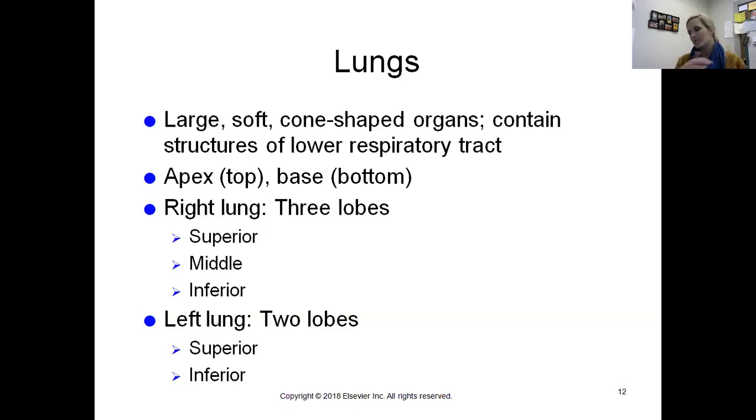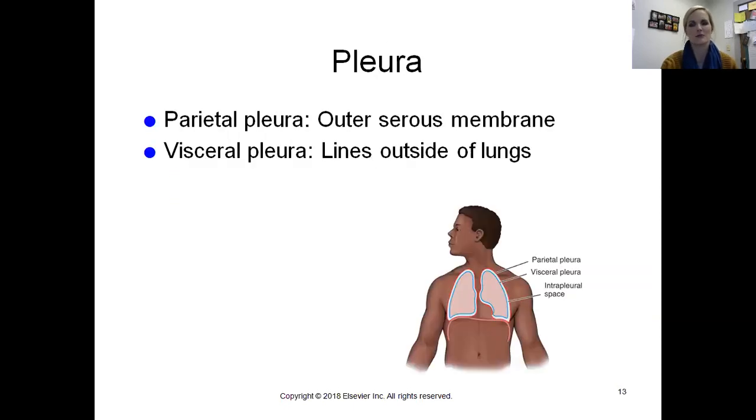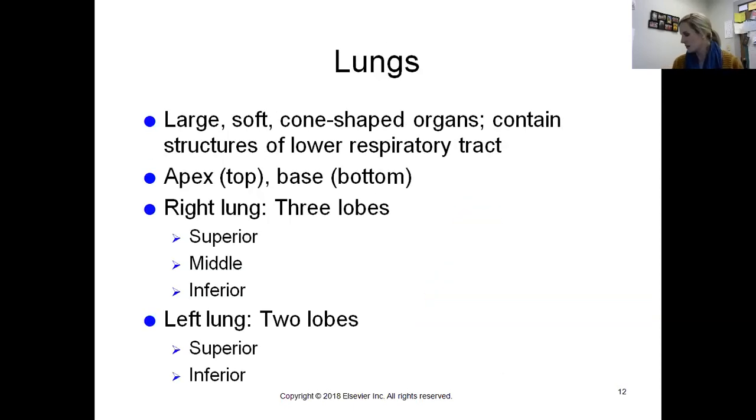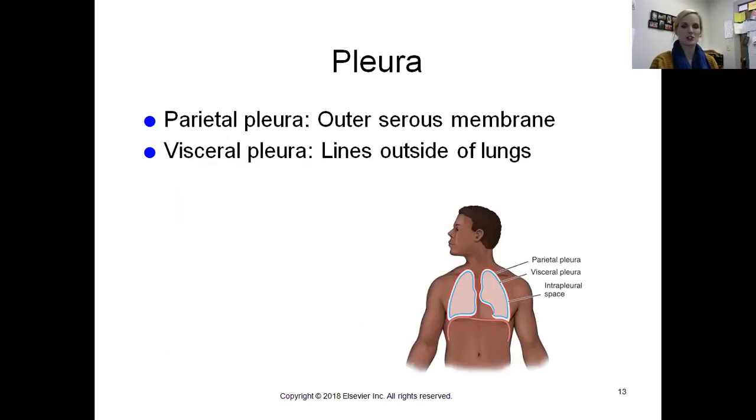And you can see the indentation where the heart should be in that picture on page 409. I think we don't have a picture of it on the PowerPoint, but hopefully you guys can see that and see what I'm referring to. So the right lung has 3 lobes and the left lung has 2 lobes. And that is why, because of the position of the heart.